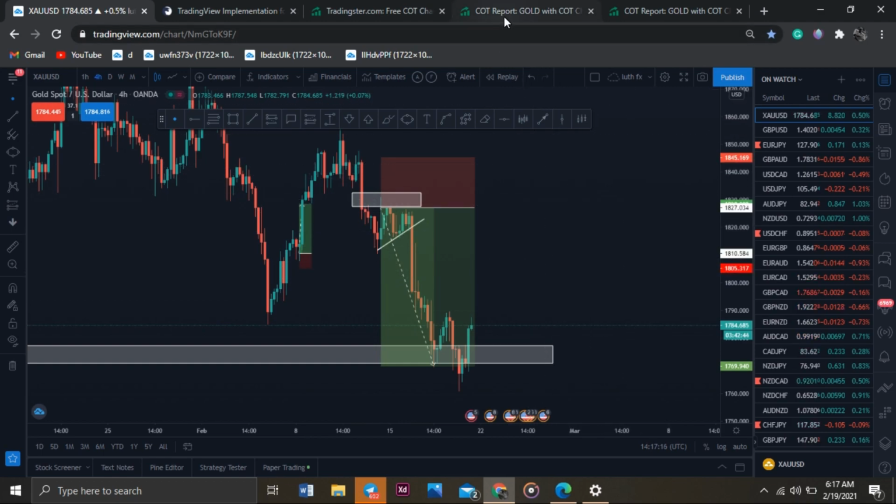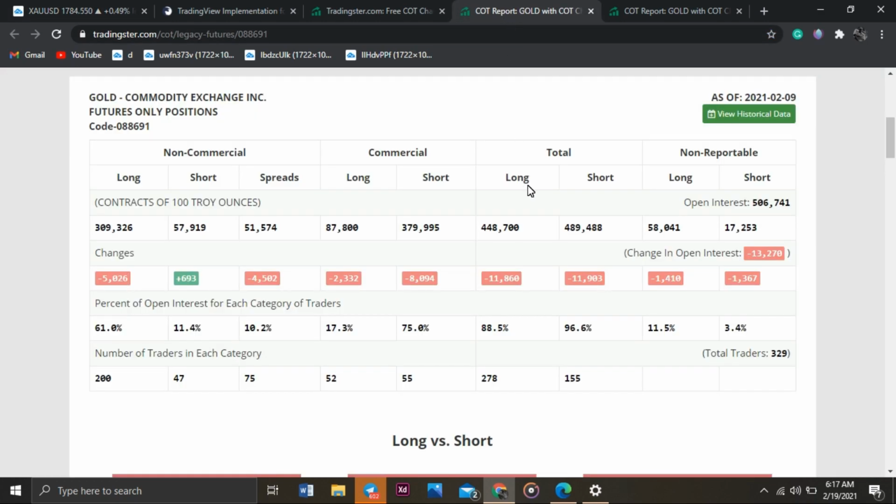So you can see how effective the COT data report is. These people, the non-commercials and the commercials, are the people who move the market. They are the people who invest trillions of dollars in the market and are able to move it in a particular direction. So as a retail trader, you have to trade alongside them.